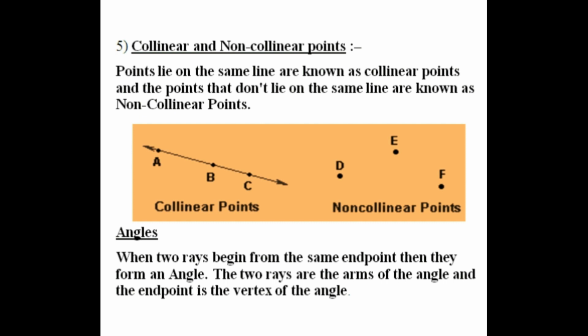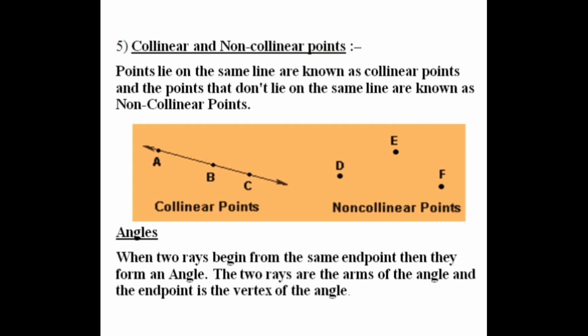Next, come to non-collinear points. You see the diagram. Here D, E, F are not on a straight line, so they are not collinear. That is non-collinear points, not on the same line. Three or more points not on the same line are called non-collinear points.